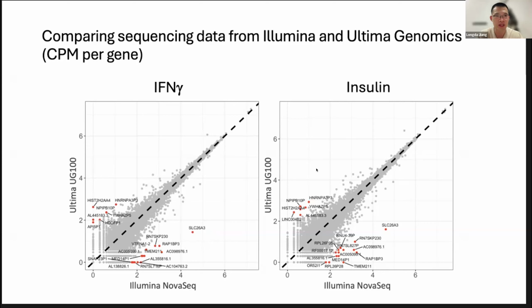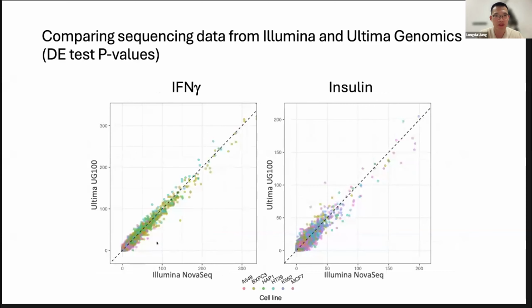The first check we did is to compare the CPM counts per gene. As we can see from these 2 figures, the CPM counts for each gene are highly consistent between the 2 sequencing platforms. And we can see that a small subset of genes appear to be outliers. They're colored in red. Most of these genes are non-coding RNA genes with a very low CPM count, and none of them appear to be significant signals in our downstream DE analysis in either the Illumina data or the Ultima data, so we can confidently ignore them.